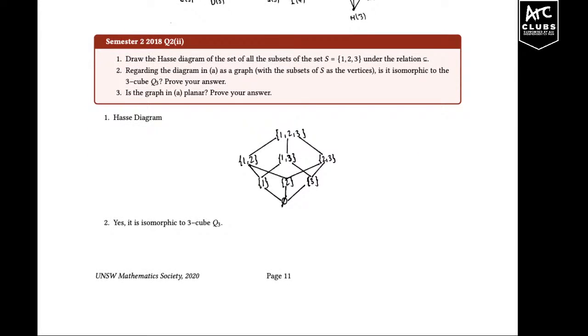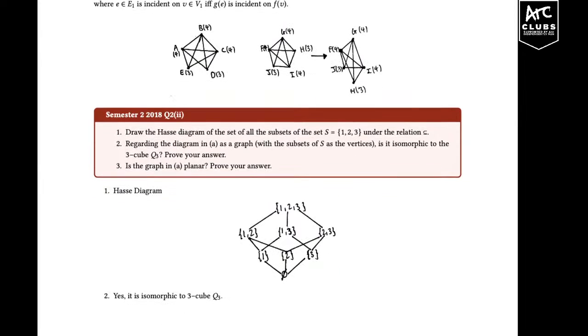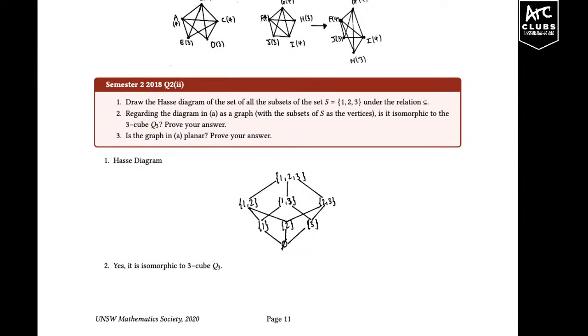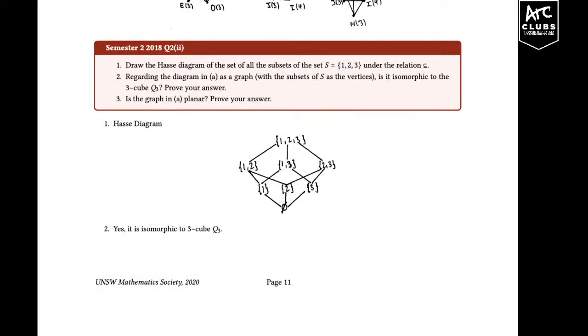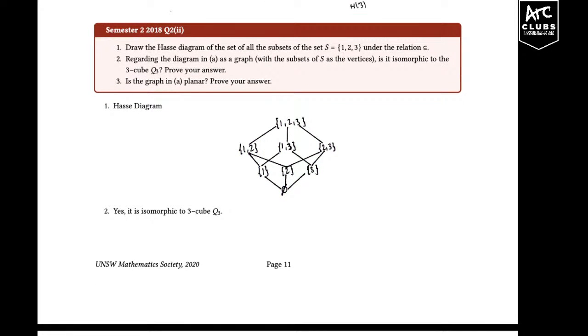Okay, so hopefully you guys are okay with that because we have another isomorphic question here. So this question incorporates both modular arithmetic and graphs, which is pretty common in your past exams, so just make sure you do know how to link these two. So the first question says to draw a Hasse diagram of the set of all subsets of this set S under the relation is a subset of. Right, and you guys should have covered this earlier in this presentation, so I'm just going to give you the Hasse diagram right here.